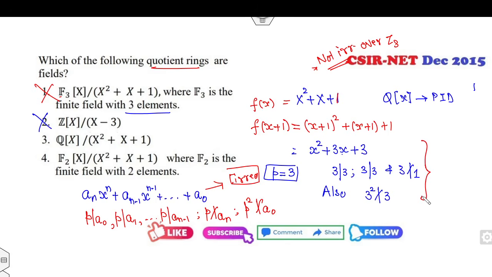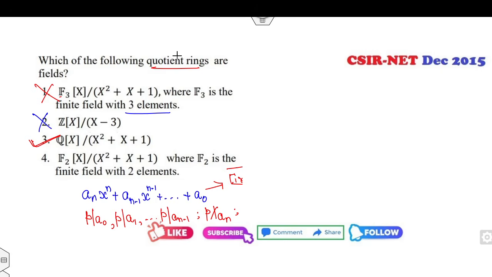Now you can see f of x plus 1 is irreducible. This implies f(x) is also irreducible. This is my PID. This is my irreducible. Yes, this is my field. Now look at the last option.